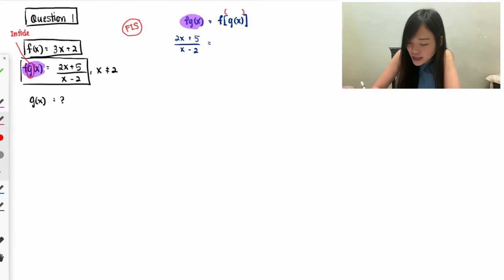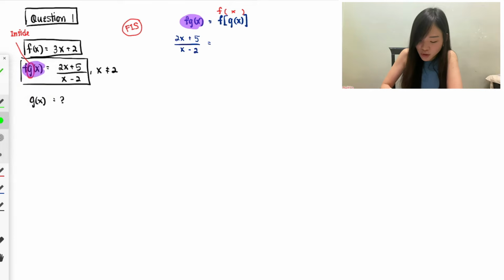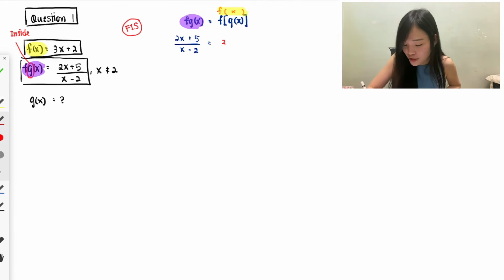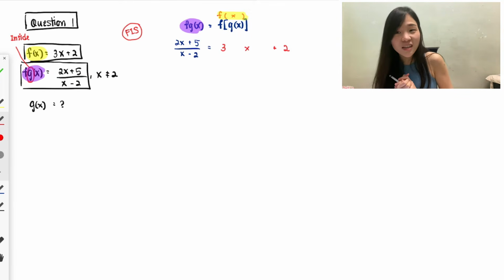Isn't it the inside, we always call it alphabet x. Outside, isn't it f? So in full, we will call it f(x). And f(x) equation is which one? Isn't it the one in yellow? So I realize f(x) equation is 3x plus 2. So let me write for you guys, 3x plus 2. Can you guys see that? Is it correct or wrong if I write like that?